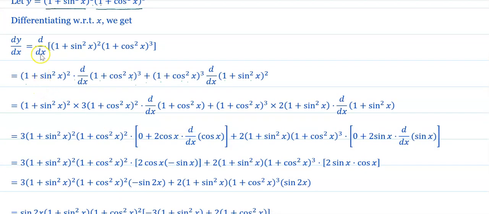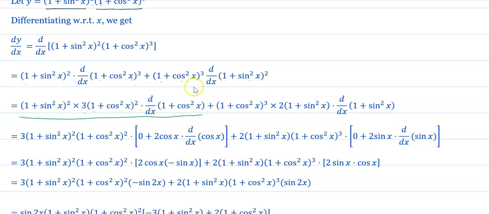Now see this here. We are applying the product rule. 1 plus sin square x bracket square as it is, d/dx of 1 plus cos square x bracket cube, plus 1 plus cos square x bracket cube into d/dx of 1 plus sin square x bracket square. मग याचा आधी पॉवरचा डेरिव्हेटिव्ह काढणार. Keep this term as it is. That is 3 in bracket 1 plus cos square x bracket square into d/dx of 1 plus cos square x. हा पहिला पार्ट इथे संपतो आपला.